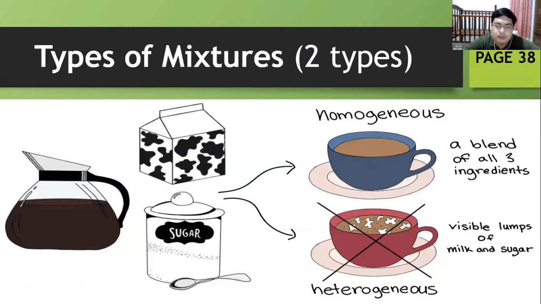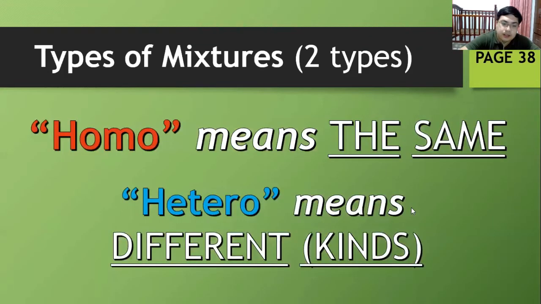There are two types of mixtures. So let's turn our page to page 38. From time to time, I'm also going to look at the book so that we can really follow. We have two things. I'm just going to move my camera. All right. So meron tayong homogeneous and heterogeneous. Okay? I'm going to explain it in the next slide.